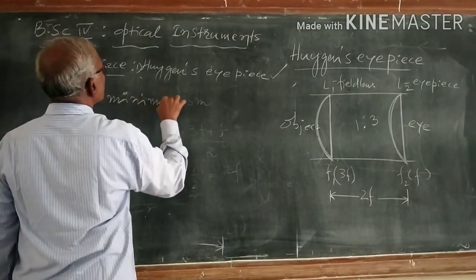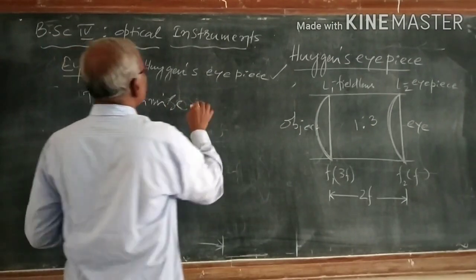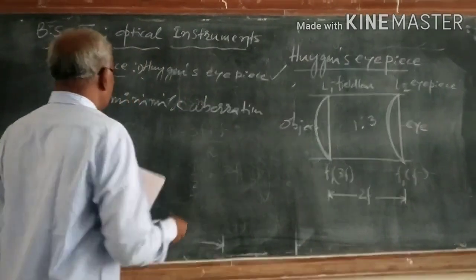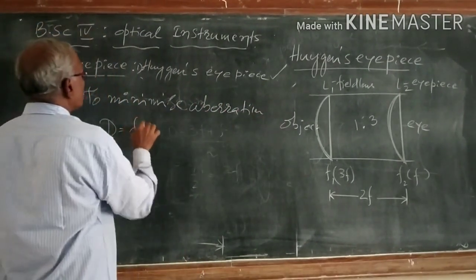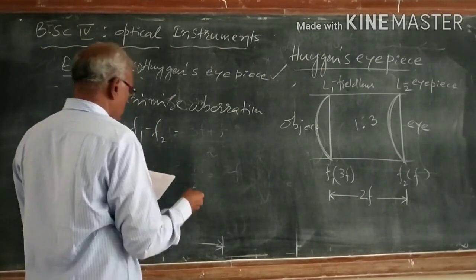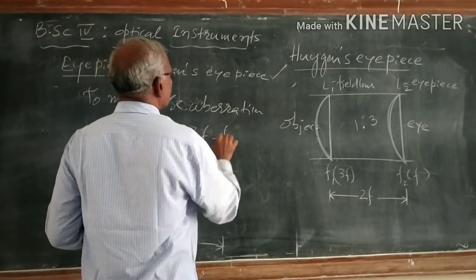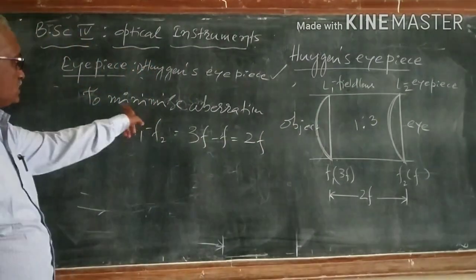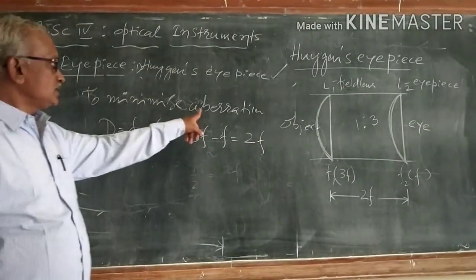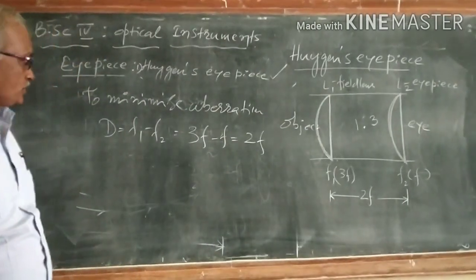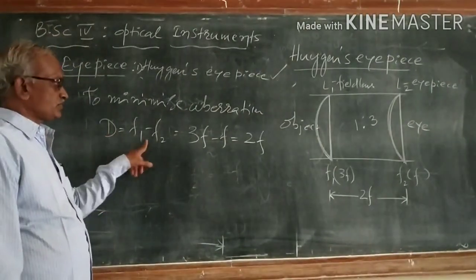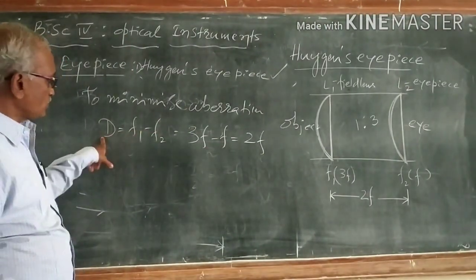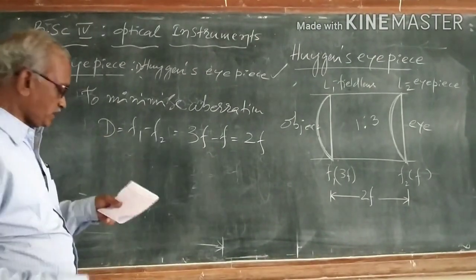So, minimize aberration. We have another equation, that is d is equal to f1 minus f2, which is 3f minus f, equal to 2f. It is also proved this way that we can minimize the aberration, particularly the two aberrations as we knew. So it is the formula. f1 minus f2, where f1 is 3f, minus f is equal to 2f. In another way also, d, the distance between the two lenses, will be 2f.